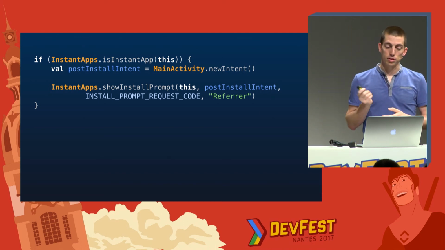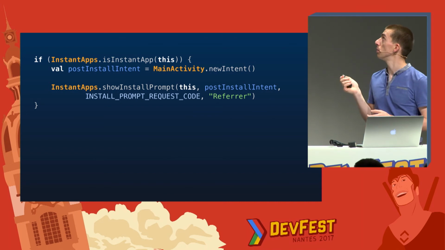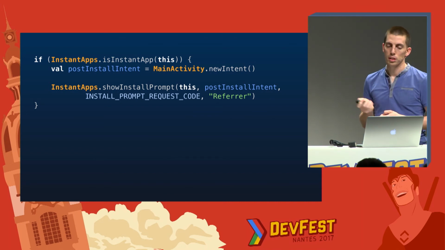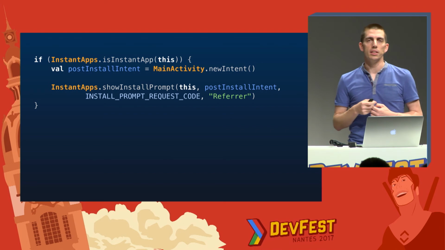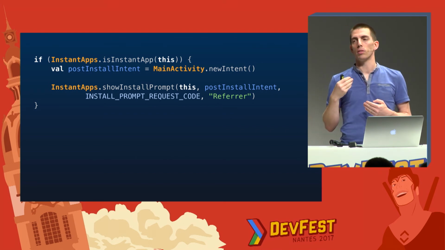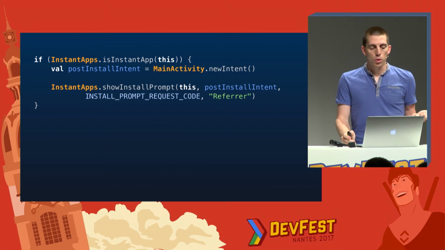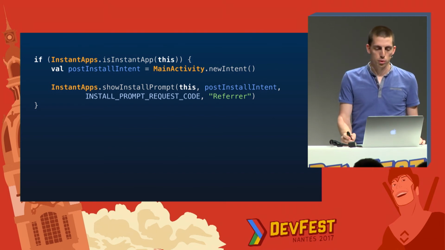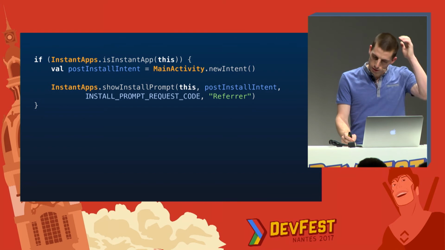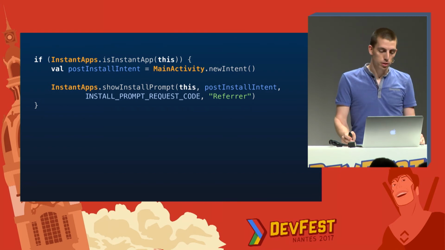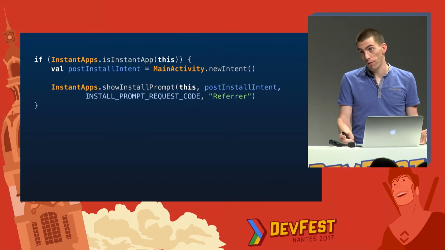So this method takes 4 arguments. The first one is obviously the context you're running in. The second one is the intent, the intent that gets triggered once the installable application is installed. Then you have a request code, because this is the way Android works when you're starting an activity for results. And finally, a referrer.